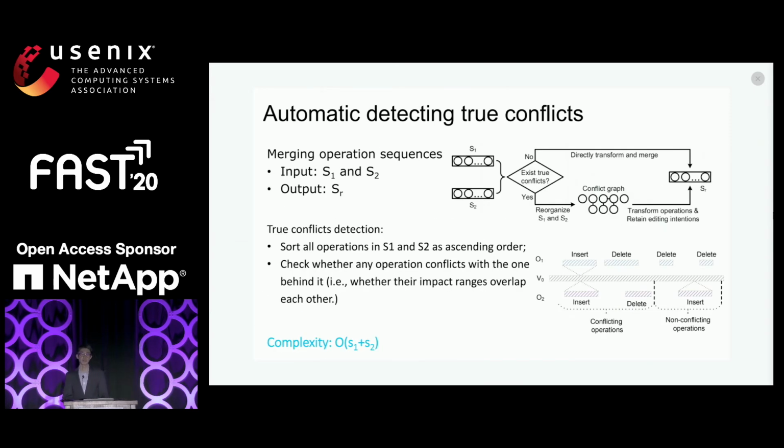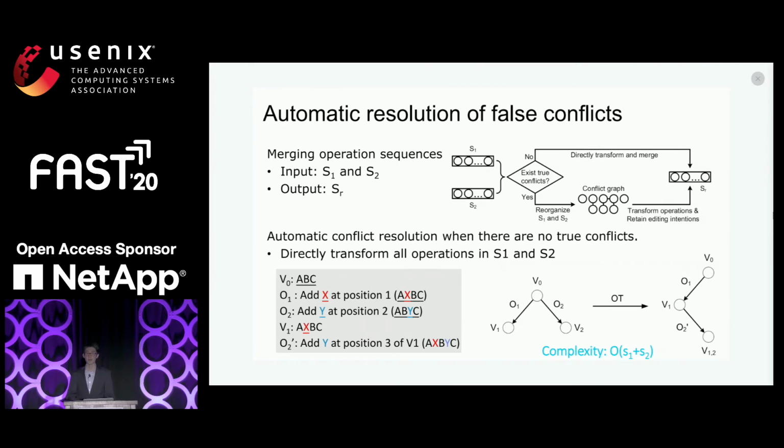So let's come to our second step. If we have conflicts, first we need to detect whether or not we have true conflicts. To do this, we just generate the operation sequence S1 and S2 for two conflicting versions, and we try to merge them together into a temporal sequence and sort it by the operation position. And then we check whether or not any position is in conflict with the one behind it, just check their impact range. If we are lucky enough to only have false conflicts, then we can just apply this merge sequence to our base version to generate the new version.